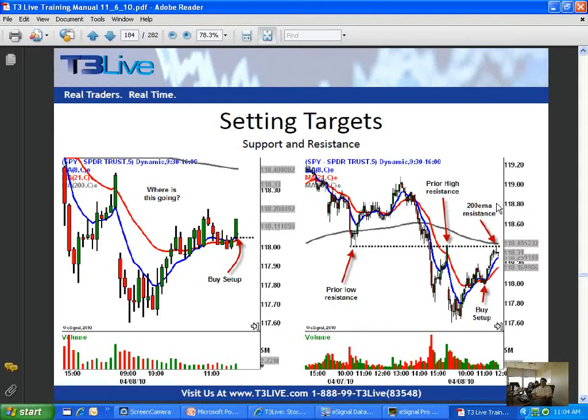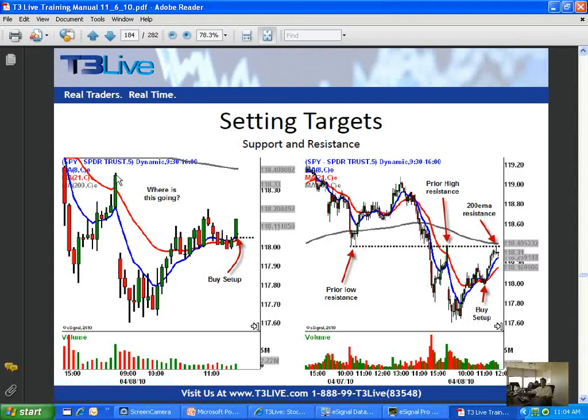Okay, the chart to the left, we see a buy setup. Where is this stock going? It's a 5-minute execution chart. Based on the information you see here in the 5-minute chart, we know that we have a prior close up here. The stock gaps down. It rallies back. Where do we think it's going?